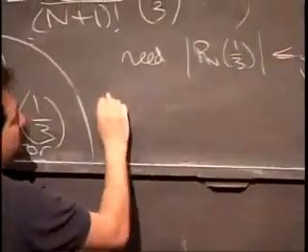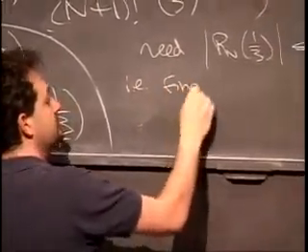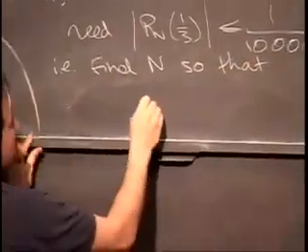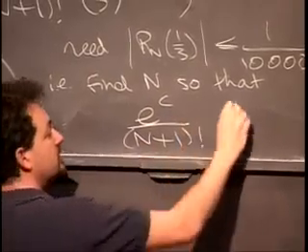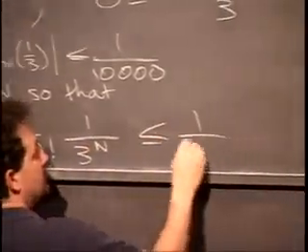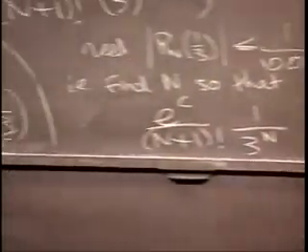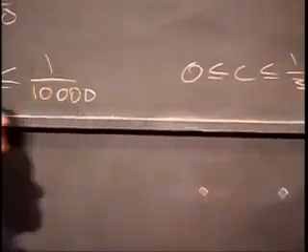So basically, since everything is positive in this case, we need to find n so that e to the c over (n plus 1) factorial times 1 over 3 to the n is less than 1 over 10,000. Luckily, everything's positive, so we can drop the absolute values, as I said. And the extra complication is we don't know what c is. We just know that it's between 0 and 1/3.